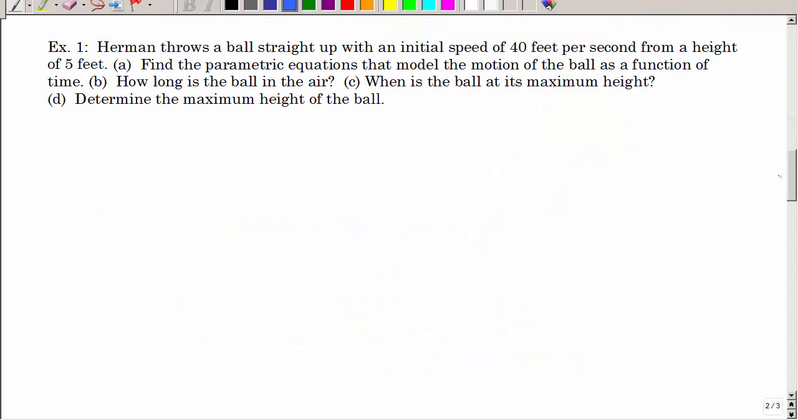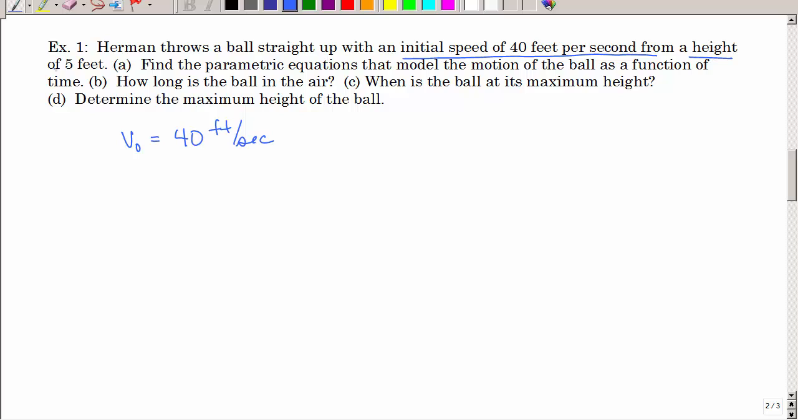So we have all of these fun-filled equations and formulas. How are we going to use them? Well, first of all, let's look at something where the ball goes straight up and down. So Herman throws a ball straight up with an initial speed of 40 feet per second. So your initial speed, that's that v naught, v with a subscript of 0, that's 40 feet per second.